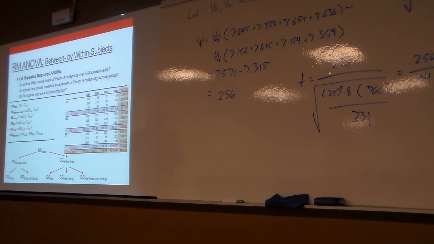So if we're talking about a between by within subjects, a mixed factorial ANOVA, what we've got in this case right here is an A by B repeated measures factorial ANOVA, where A is our repeated measure, factor B is our between subjects measure, and so we're going to get three different effects, right? So we can say, do our scores differ across levels of factor A, collapsing across repeated assessments? Excuse me, A is our between, B is our repeated measure here, okay?